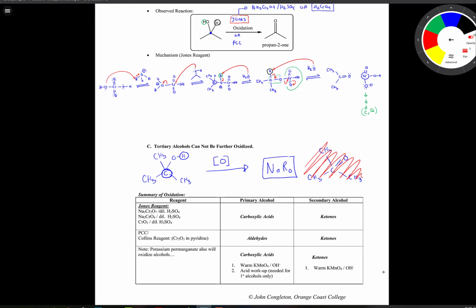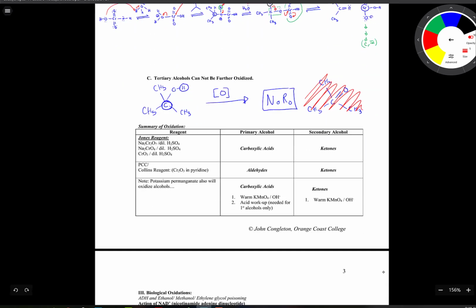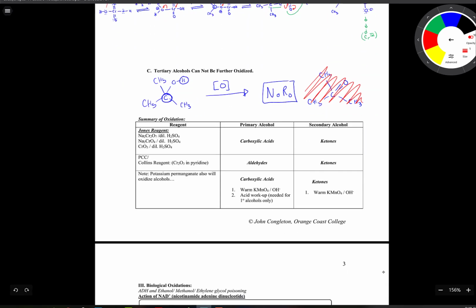Now, looking at all this stuff together, we can summarize the last couple pages here by this little table. So we see Jones reagent, right? Jones reagent can be kind of spoon-fed to you 3 different ways. They make primary alcohols become carboxylic acids, secondaries become ketones. PCC has a common name here too called the Collins reagent. It takes primary alcohols and oxidizes them to aldehydes, secondary to ketone.